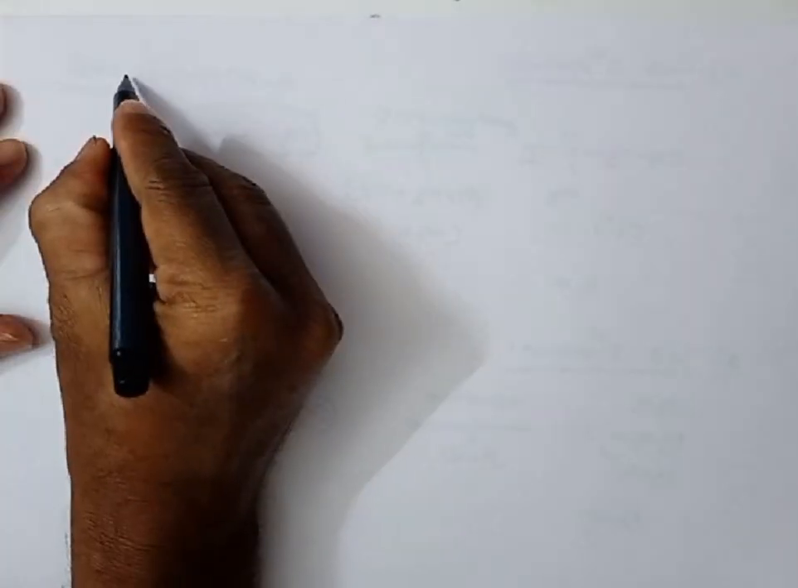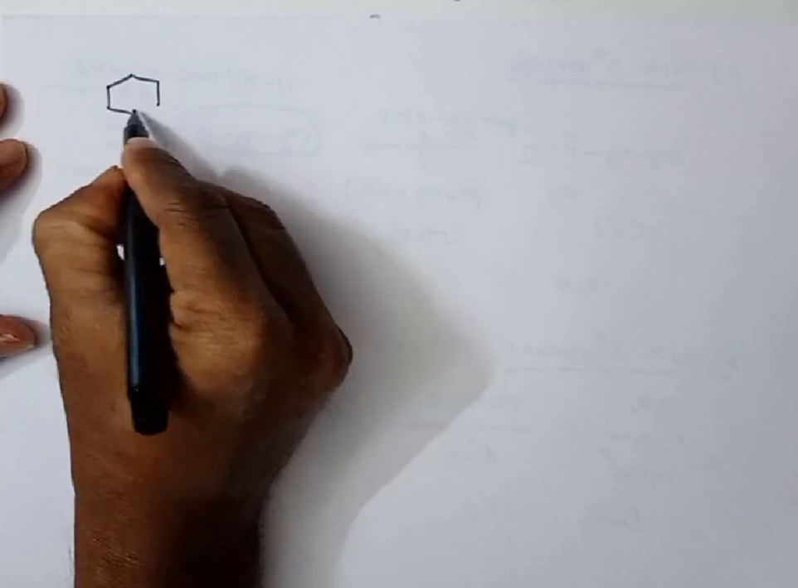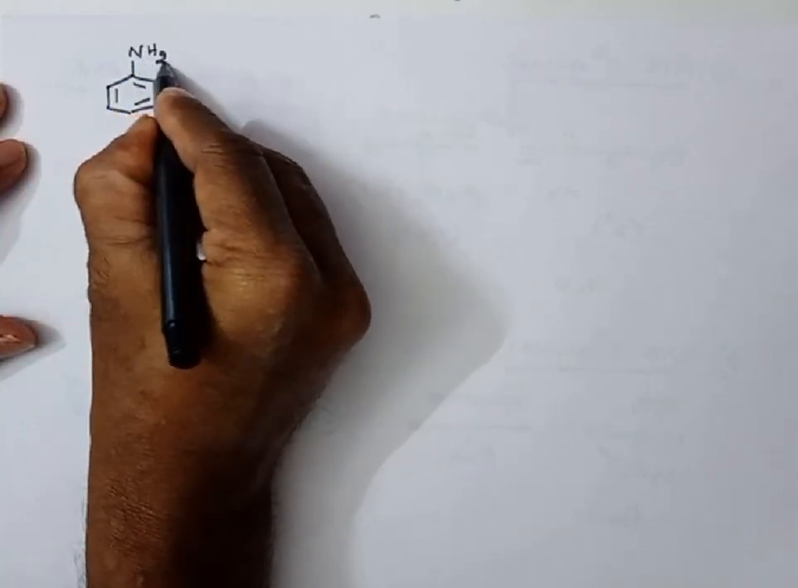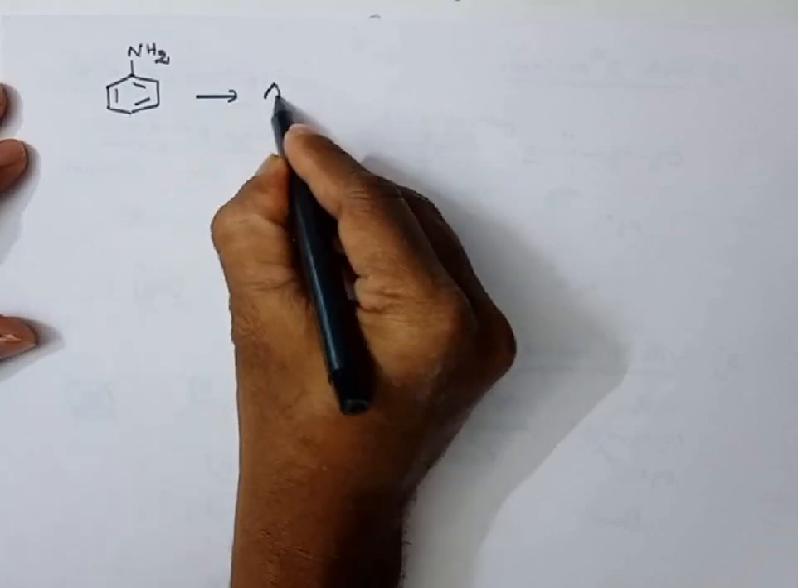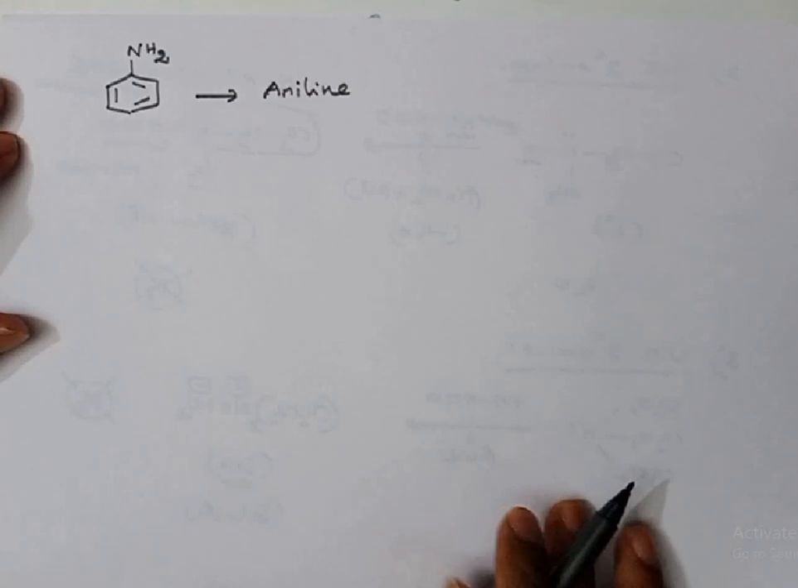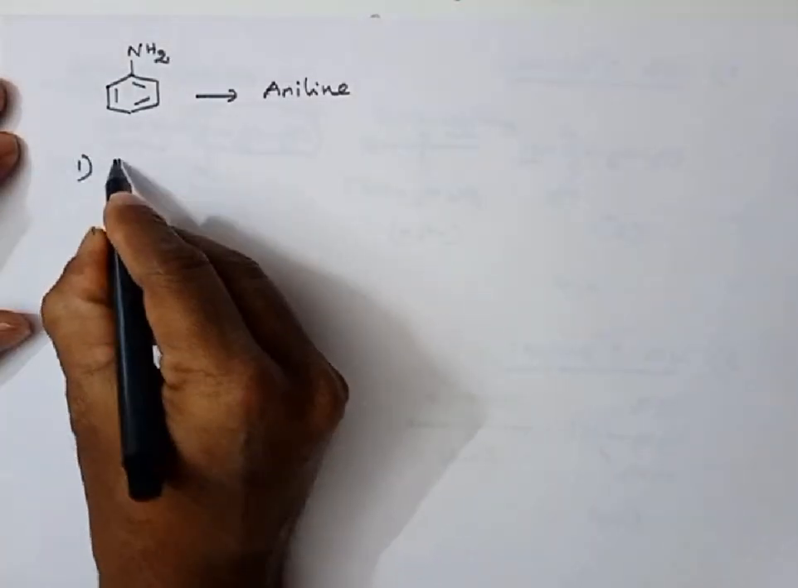Right. So you can distinguish primary, secondary, tertiary amines using this technique. Now, we have discussed some important reactions of amines. Now, I am going to focus on reactions of aniline. This compound is called aniline. The first important reaction is diazotization.